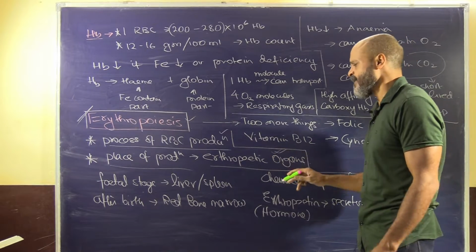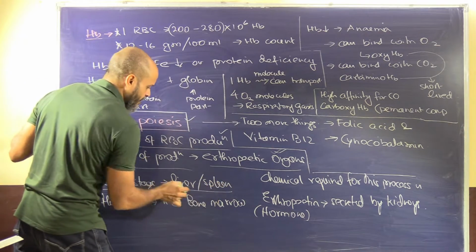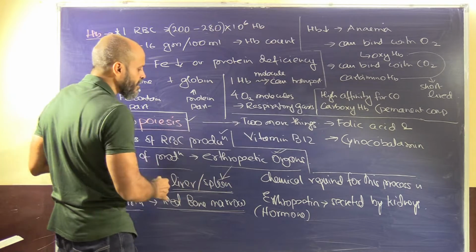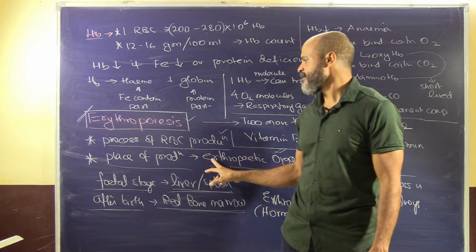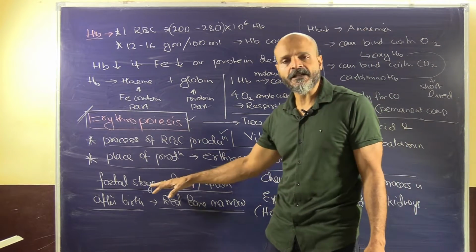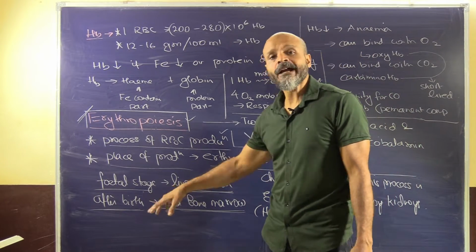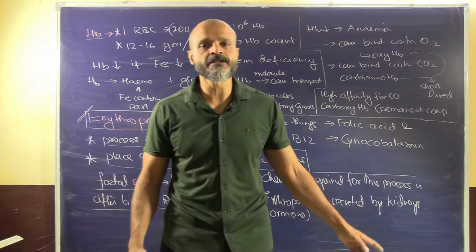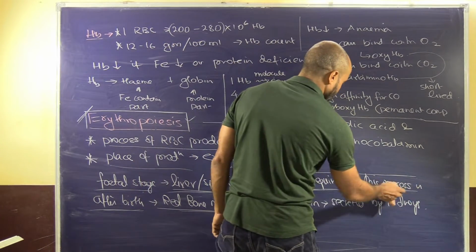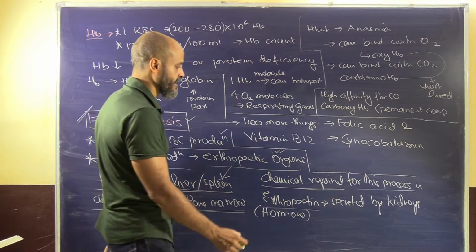Erythropoietic organs. We have seen that in the fetal stage it is the liver or the spleen, and after birth it is the red bone marrow. These erythropoietic organs undergo the process of erythropoiesis to form erythrocytes. Now there is a certain chemical which is required for this process, and that chemical is known as erythropoietin, and this is secreted by kidneys.